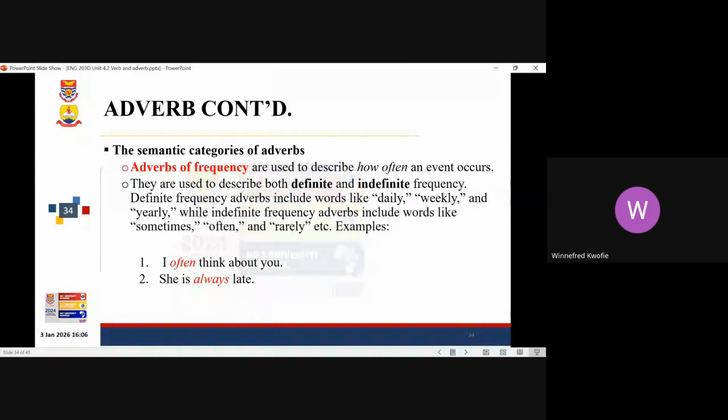Then we have frequency. Frequency describes how often. There's a difference between how and how often. How is manner. Then we are looking at how often. Does it occur every day? Is it weekly? Is it yearly? How often? That's the adverb of frequency.